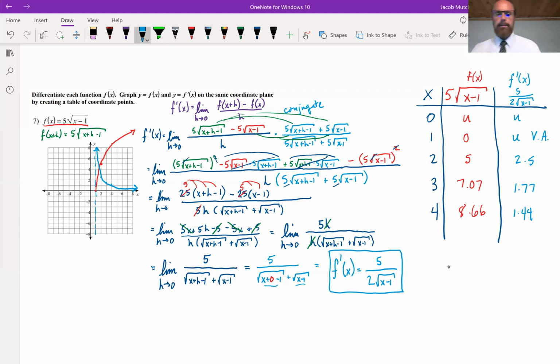Again, to recap, we wrote the derivative using the definition. Once we got that function, we used the calculator to help us generate a table of values. And then we graphed both the original and the derivative on the same coordinate plane.